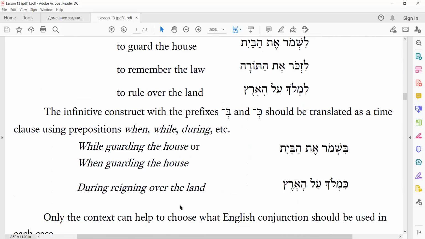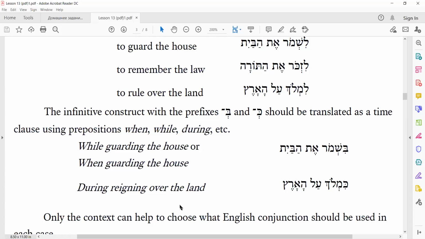But if we have other prepositions like bet, kaf, or mem, in this case, this infinitive construct is transformed into a clause. And usually, if it is bet and kaf, it is a time clause or temporal clause. And this bet or kaf should be translated as when, while, or during. For example, bishmor et habayit. And we need to translate it while guarding the house, or when guarding the house, something like this.